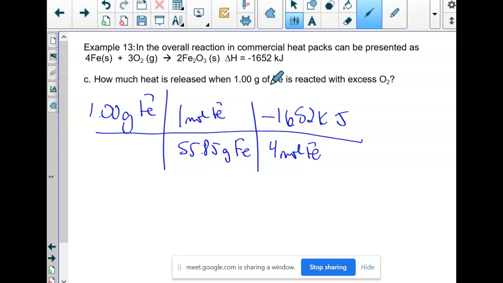So 1 times 1652, negative 1652, apologize. Divide by 55.85, or you can do it all at once, divide by 4. So you can do the math however's best for you. I don't like what my calculator just did. I hit something weird, so let me try that again. 1 times 1652 negative. I don't like to put parentheses in, so I hit equals every time before I divide. But you can do it how you want. Okay, so negative 7.39 kilojoules.